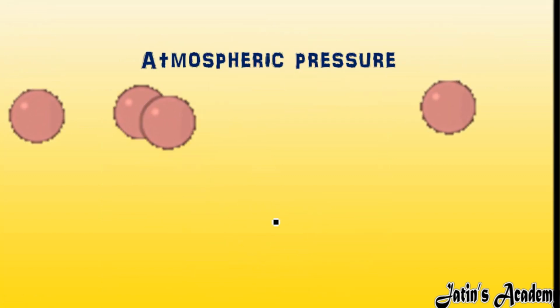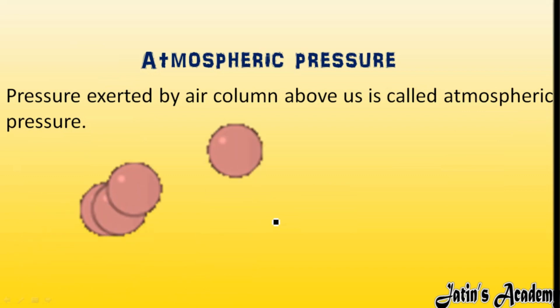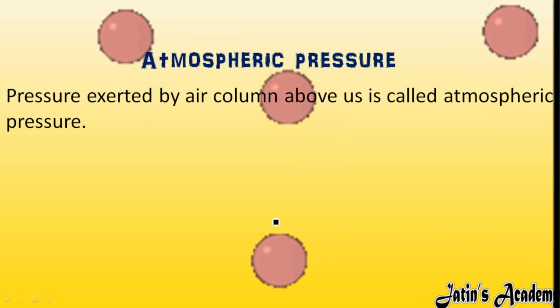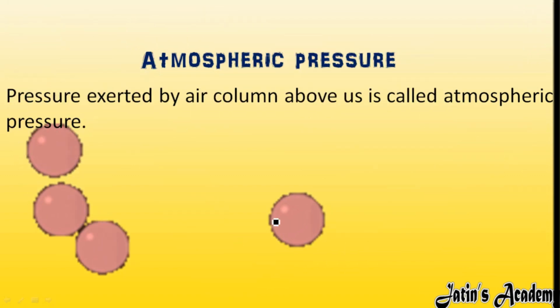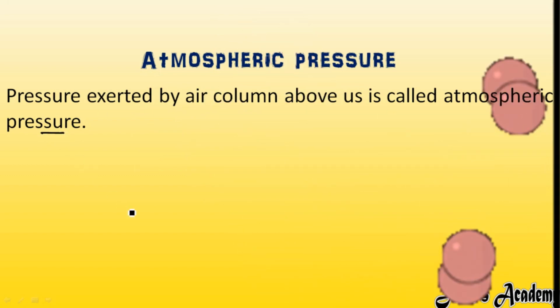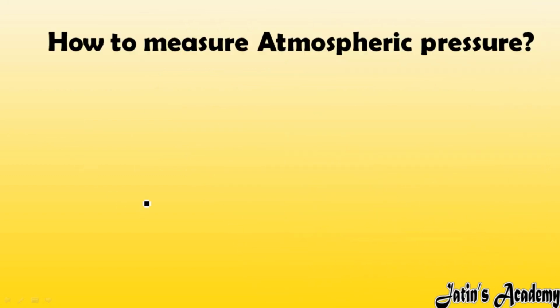Next, we have atmospheric pressure. As we know, we are living in a blanket of air, and this blanket of air is known as the atmosphere. So these air particles are also exerting pressure above us, and this pressure exerted by the air column above us is known as atmospheric pressure. Now our question is how to measure the atmospheric pressure, meaning how much atmospheric pressure the atmosphere is applying on us. Maybe you do not know that when we are standing in standard atmospheric pressure, the particles present in the air are exerting pressure on our body.